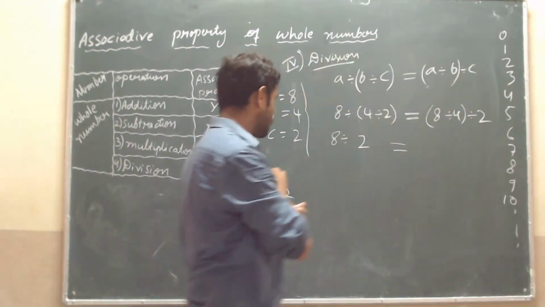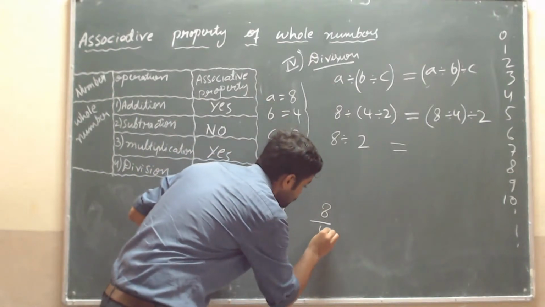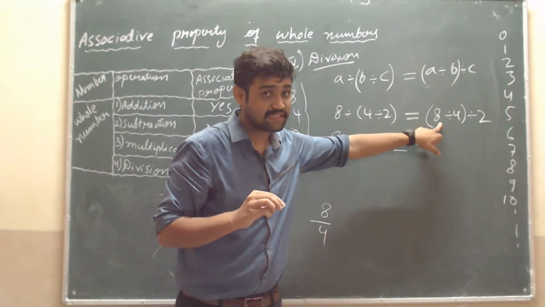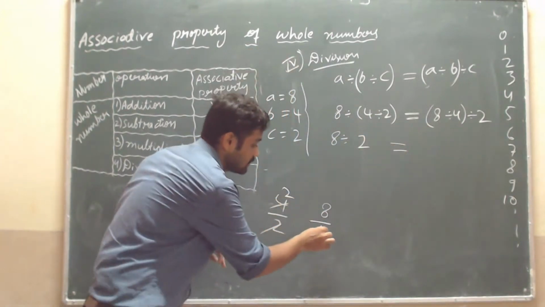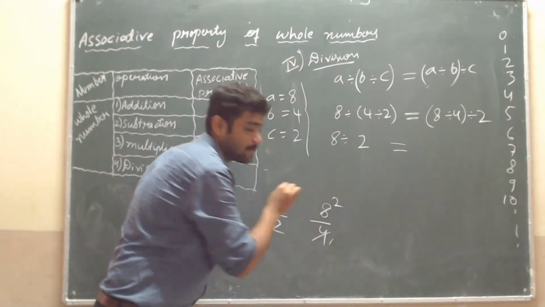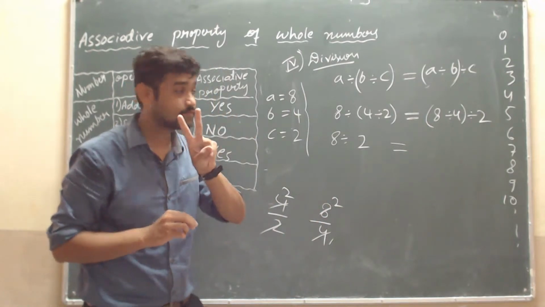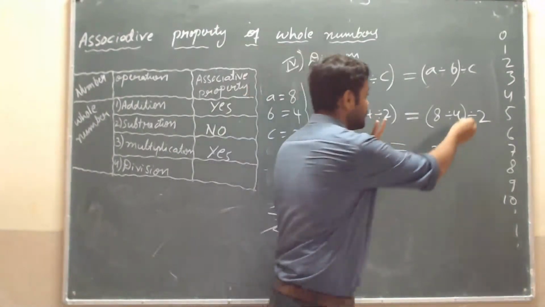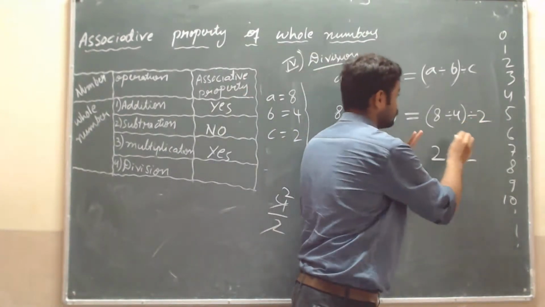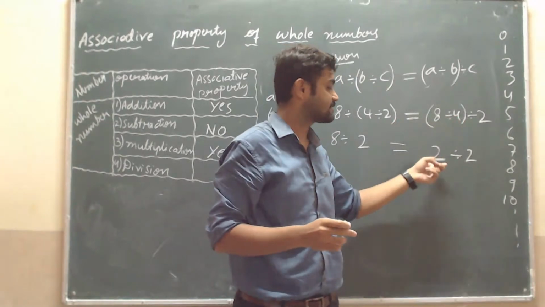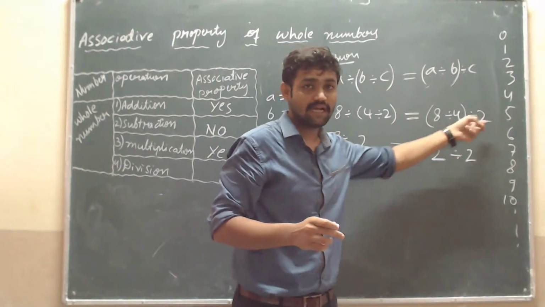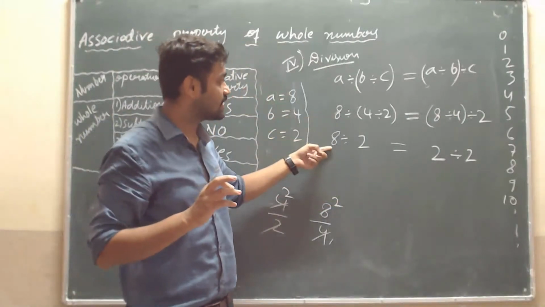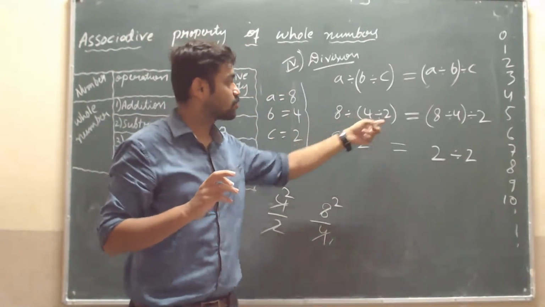Then here 8 divided by 4 on the RHS. 8 divided by 4: 4 ones are 4, 4 twos are 8. The answer is 2. I'll write 2 here, 2 here. Okay, then division by 2. 8 divided by 4 is 2, and 4 divided by 2 is 2.